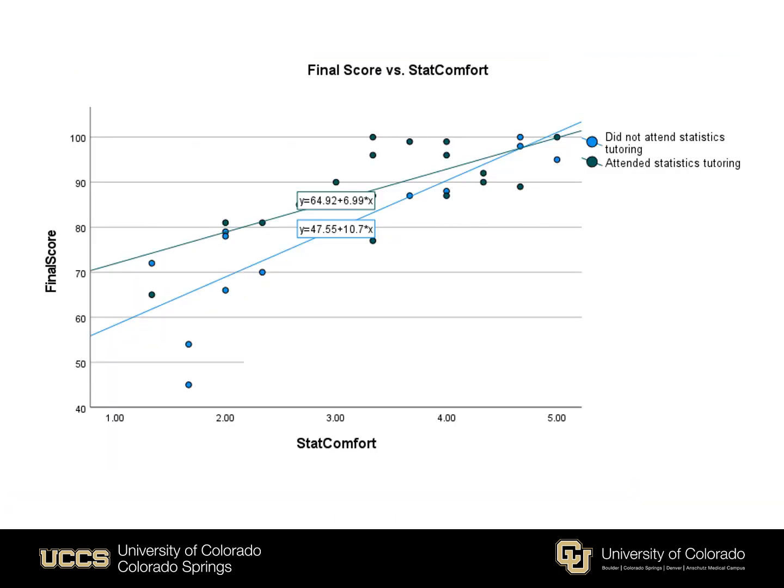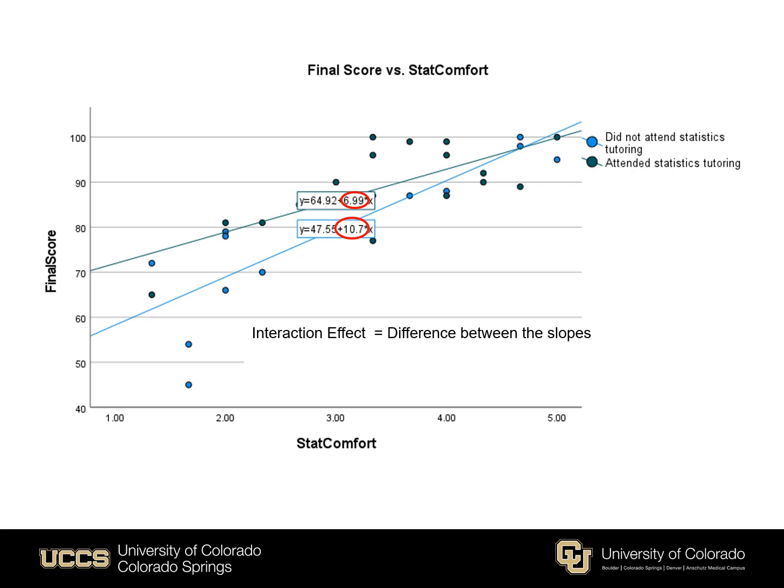So on this slide, I've transferred that scatter plot and simplified it a bit, but here it is again with both the best fit lines and the regression models that go with each line. And I want to point out the information that we can get from those individual regressions. So for example, this is indicating that the slope of the green line, which is the indicator group, they attended statistics tutoring, that slope is 6.99. And that the slope of the reference group, who did not attend statistics tutoring, the blue line, that slope is 10.7.